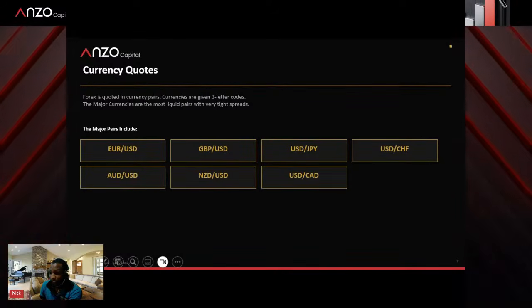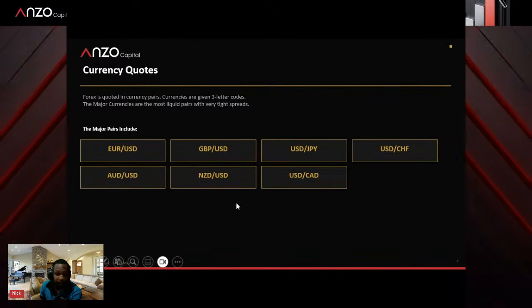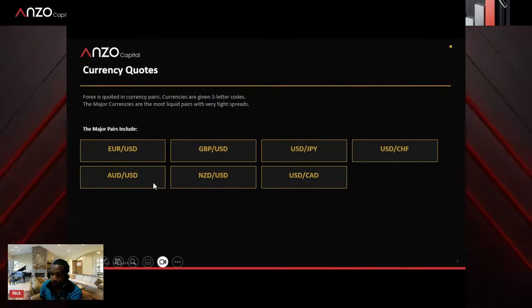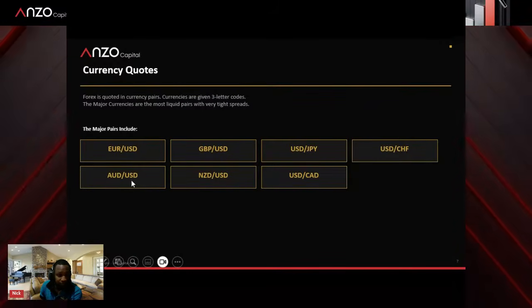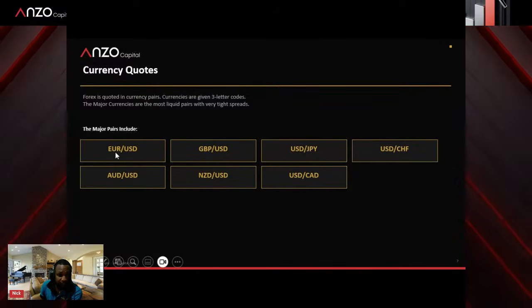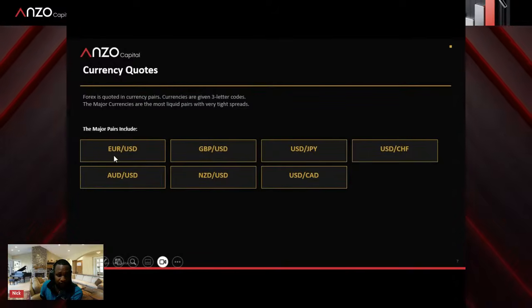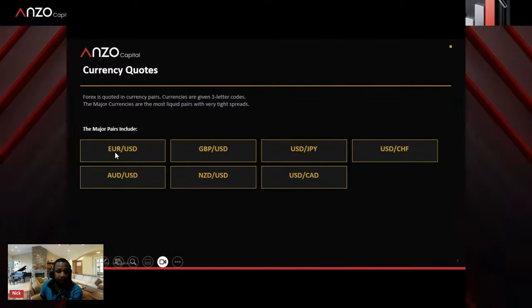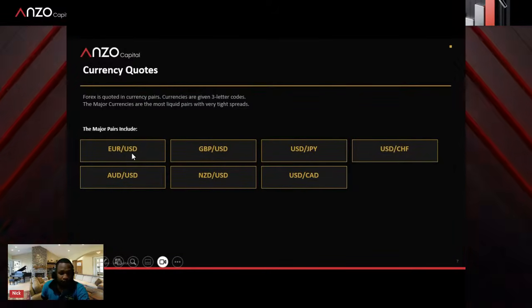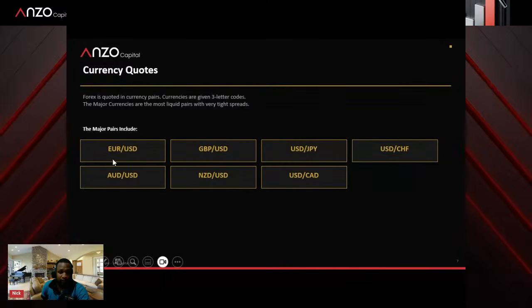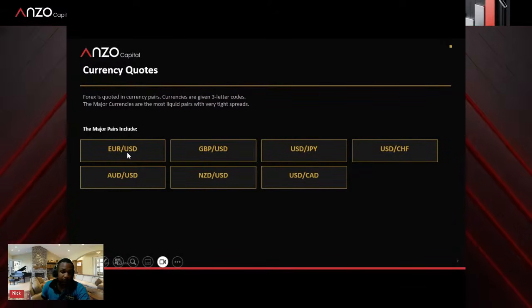If you see the rule of pairing these currencies, like right now, euro versus the USD, it means the first currency over here is basically the strongest of the two. That's why you will never find a pair called USD Euro. You will never find that, but you will find Euro USD.